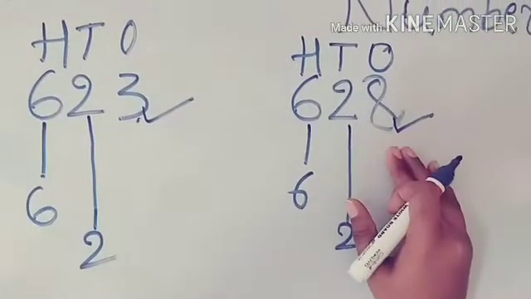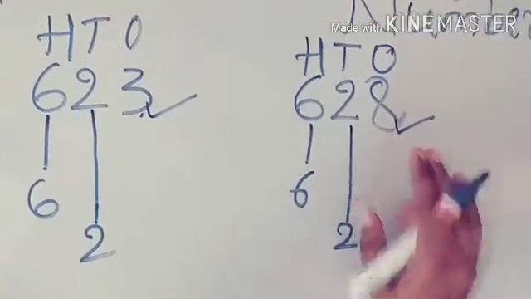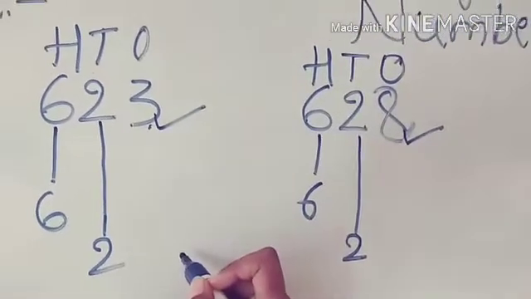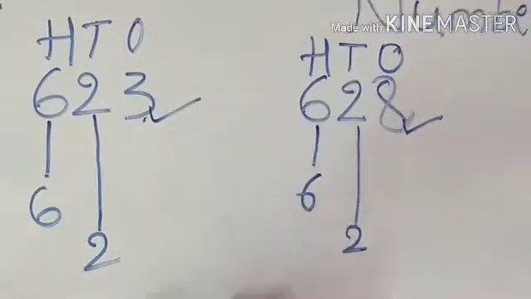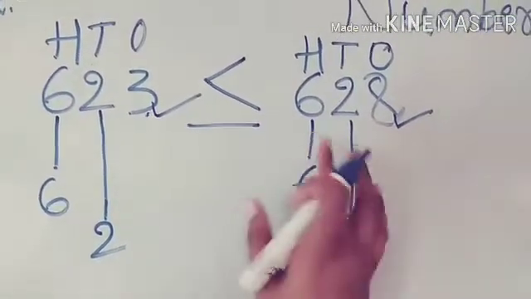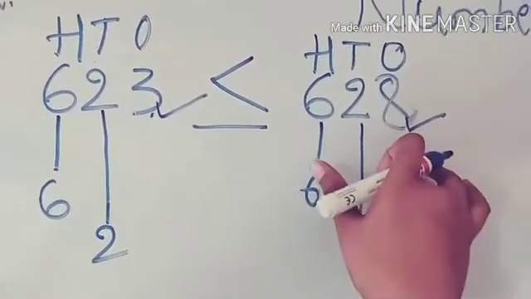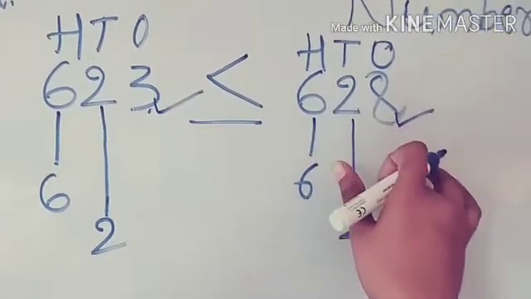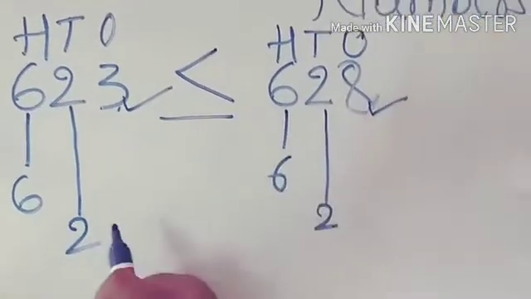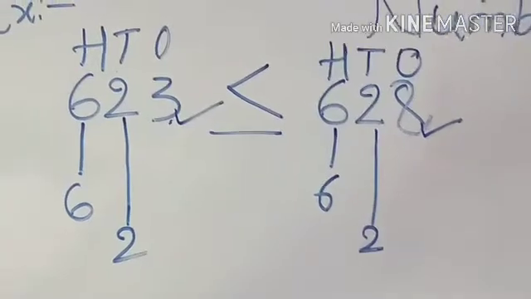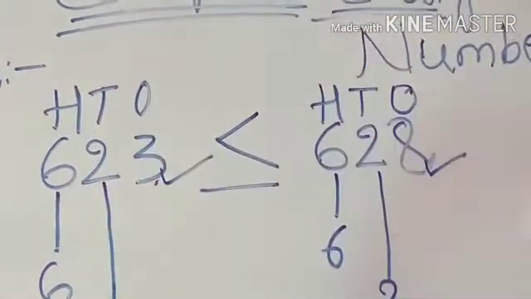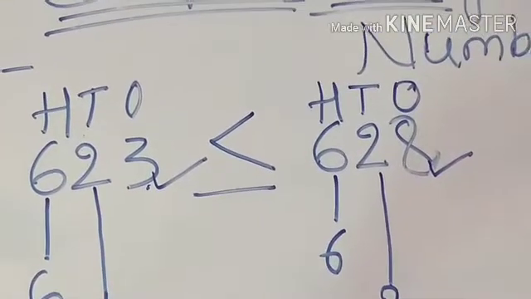Yes, 628 is the bigger number. So you will open the mouth towards the bigger number. Understood children? 628 is the bigger number. So we open the mouth of crocodile towards the bigger number. Understood children? Yes. So you understand this in the comparison part.